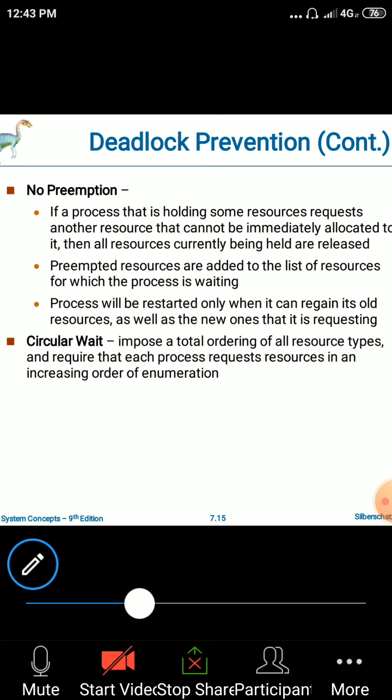So how can it be avoided? Whenever we have a set of resources, for each resource we assign a unique integer number.